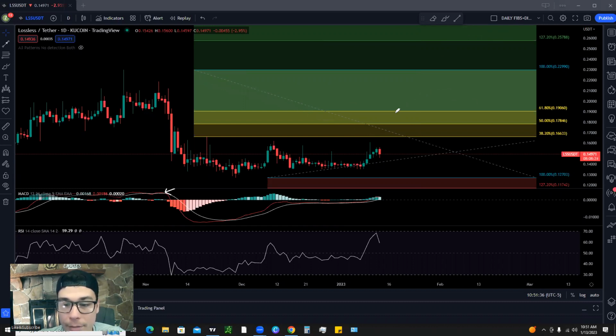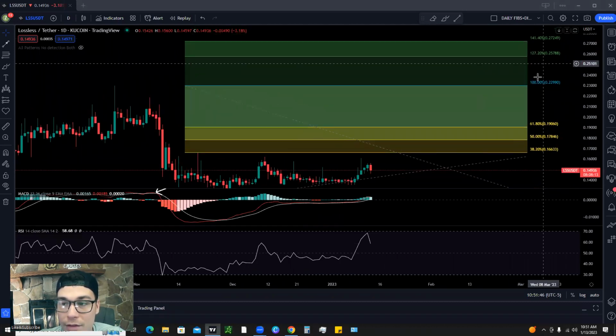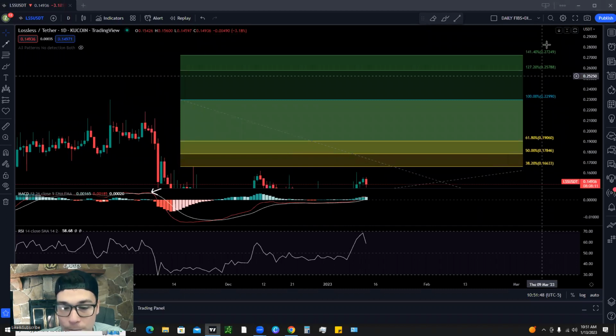So we need to get past our major retracement levels, and then we need to come up here, test our previous high, and flip it from resistance to support. And then we can come up here and hit our bullish price targets of 0.257 and 0.272.